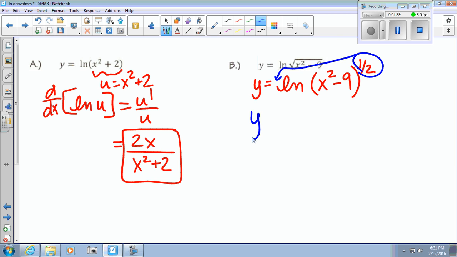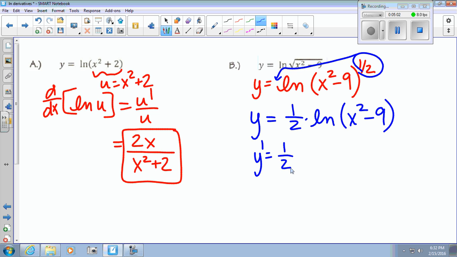So I'm going to rewrite this to say y equals 1/2 times the ln of x squared minus 9. A whole lot easier to take the derivative now than it was before we did the rewrite. Okay, so since 1/2 is a constant, I'm going to use my constant multiple rule, and I'm just going to keep the 1/2 and multiply it times the derivative of ln of x squared minus 9. And again, remember it's u prime over u, with our u being this x squared minus 9.